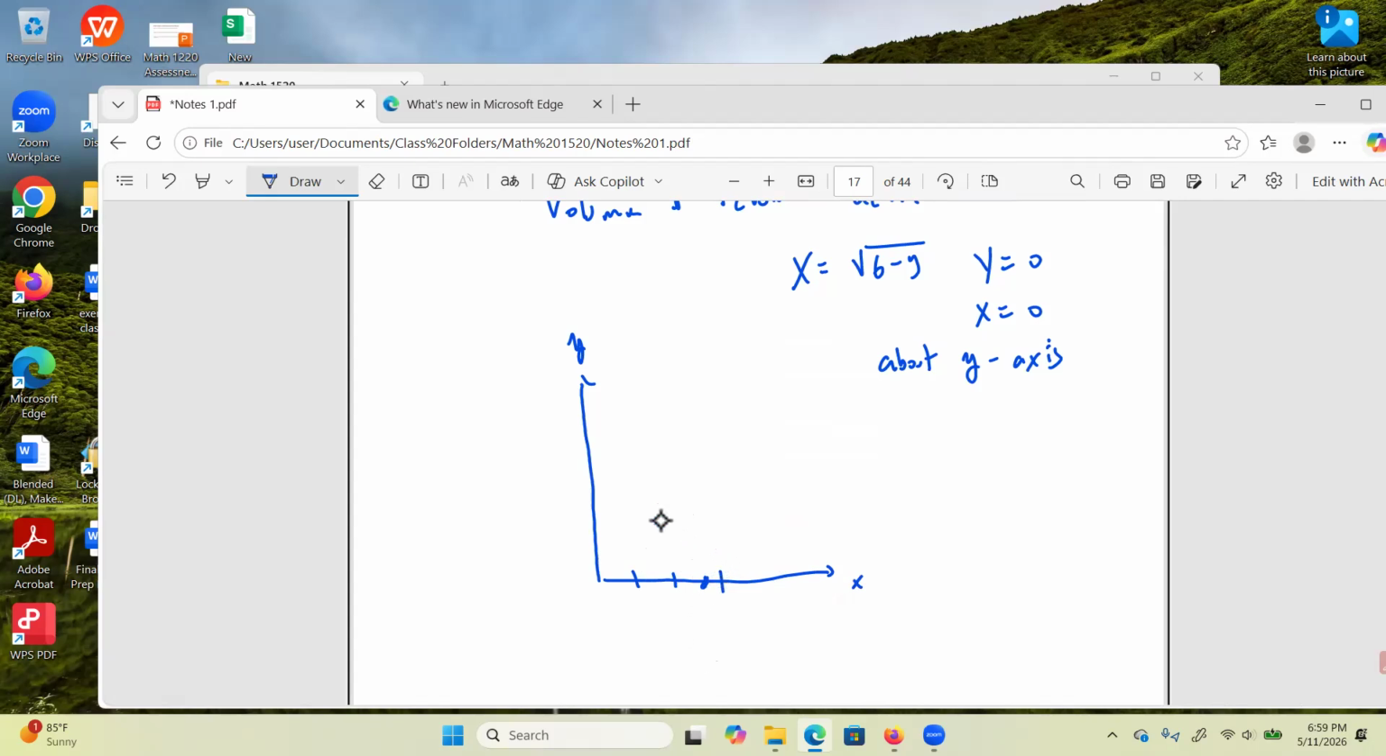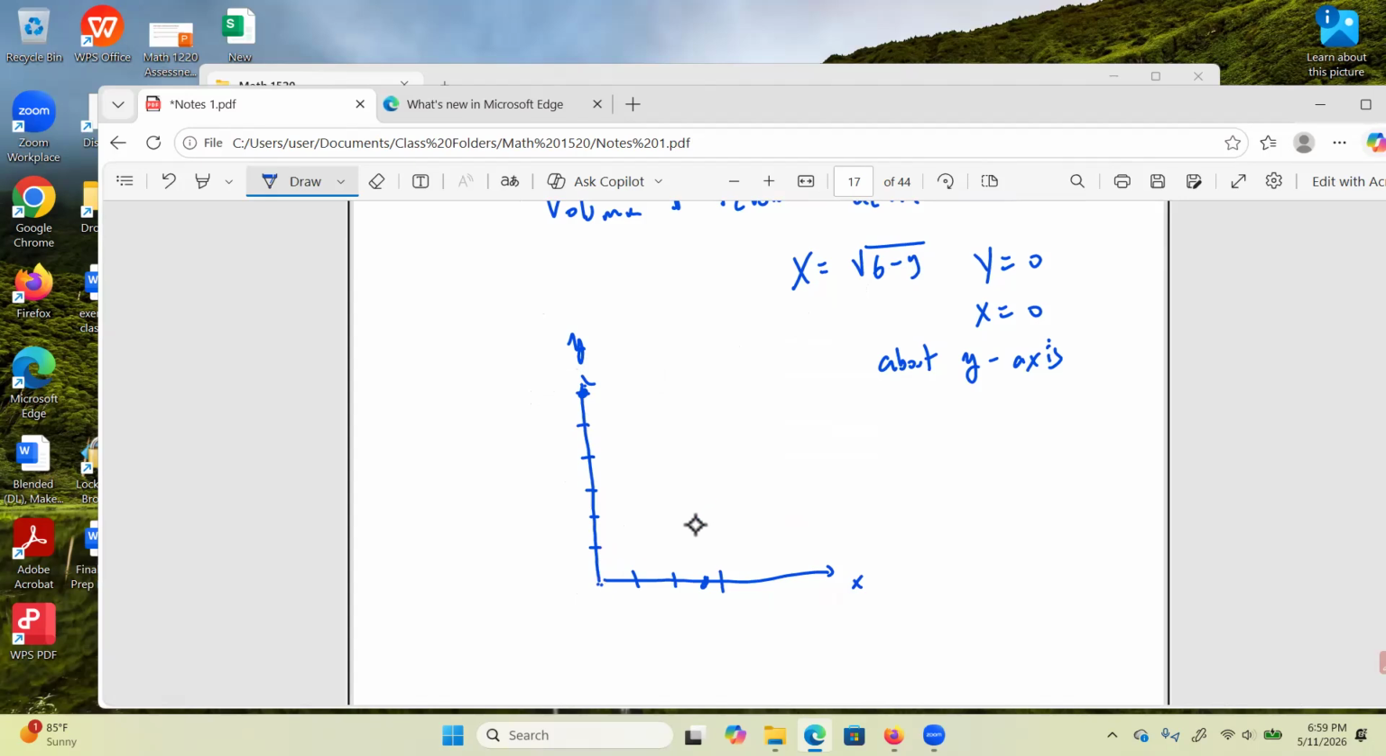How about when y is equal to 6? 1, 2, 3, 4, 5, 6. When y equals 6, we have x equal to 0. So we have the square root of 6 minus 6, which is going to be 0. So my x value is going to be 0. So y is equal to 6, x is equal to 0.